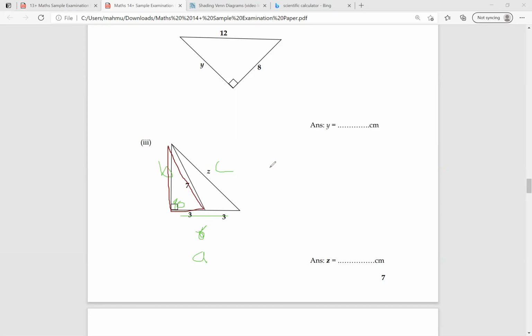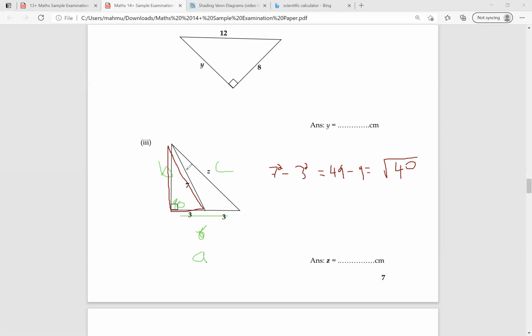So use this triangle. You're gonna have 7 squared minus 3 squared. So this up to here is 3. Which is 49 minus 9, right? 7 squared is 49 minus 3 squared, which is 9, which is 40. And then square root the 40.